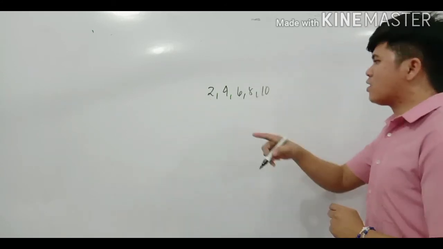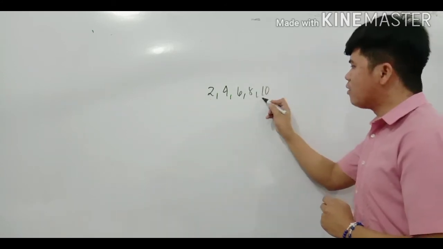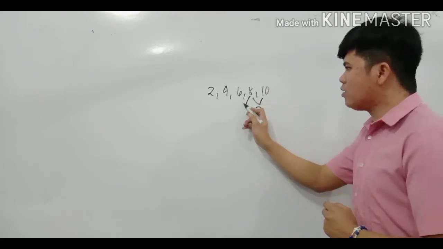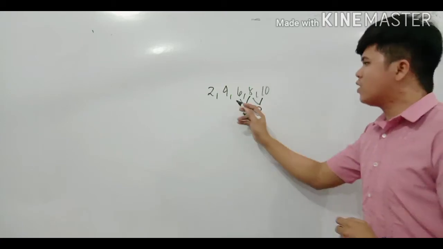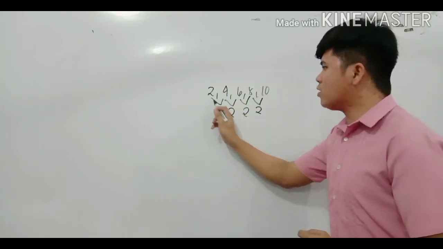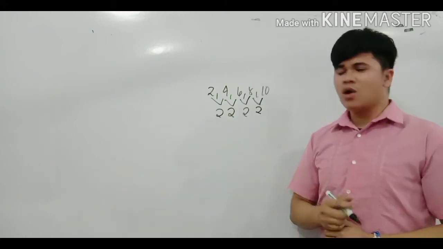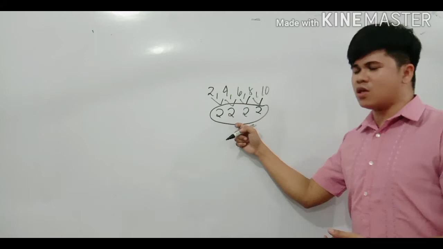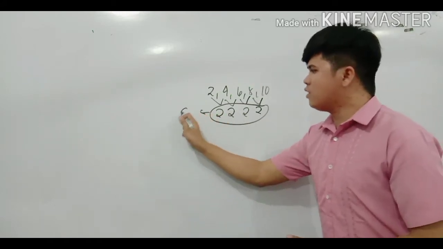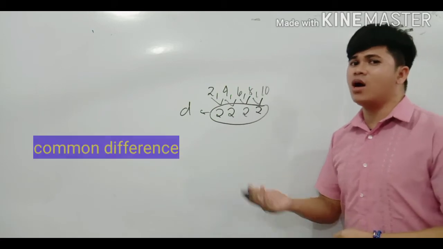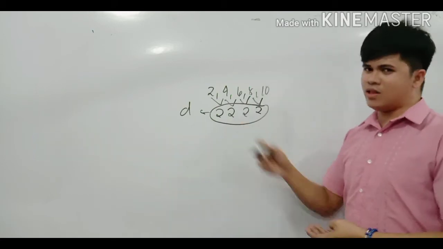Let's subtract: 10 minus 8 will give us 2. 8 minus 6 will give us also 2. 6 minus 4 will also give us 2. And 4 minus 2 is also 2. So this means that our common difference is 2. This is the d in the general formula of an arithmetic sequence.